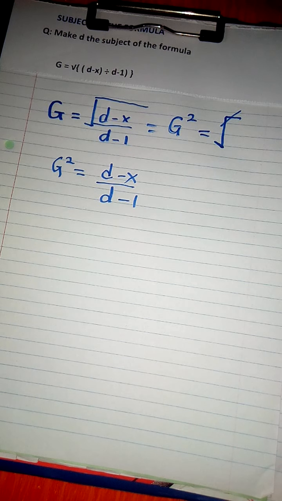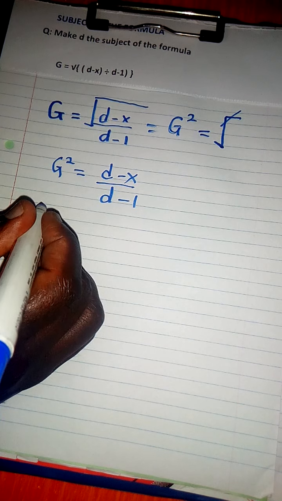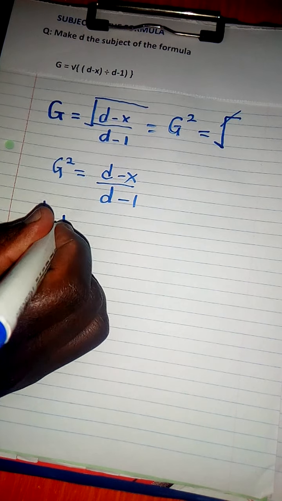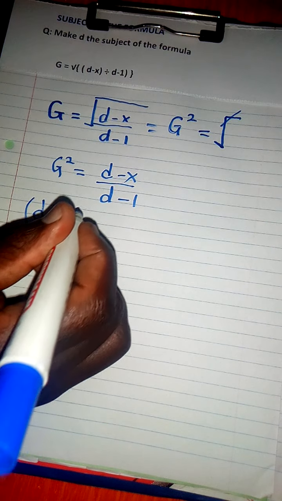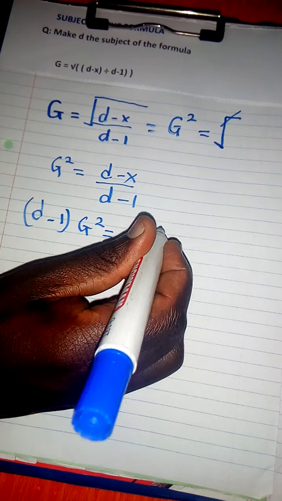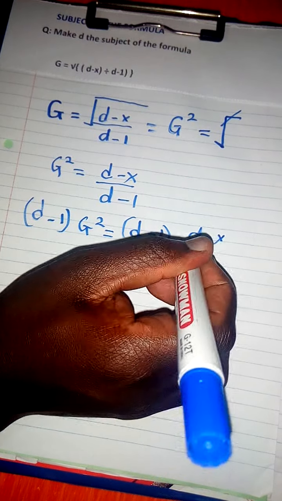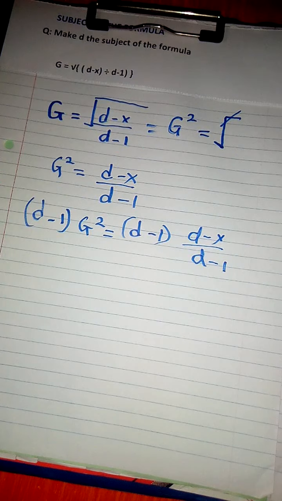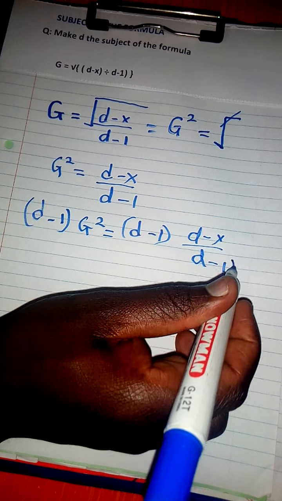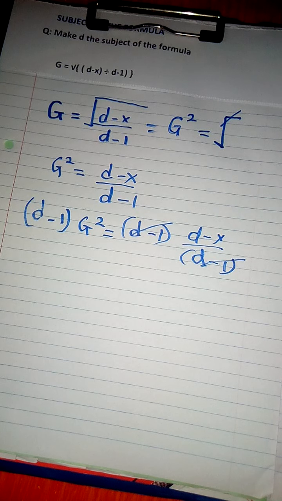Now in that case, we will have to multiply both sides by the denominator. We want to remove the D minus 1. So we will multiply by D minus 1. This one, D minus 1 multiplied by G squared, is equivalent to D minus 1 multiplied by (D minus X) over (D minus 1). So that means we can now cancel the denominator. All of this denominator we can cancel, and then here we will expand.